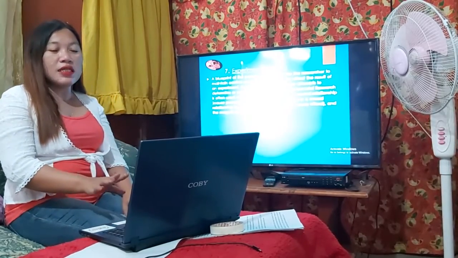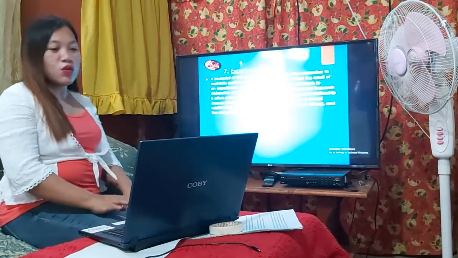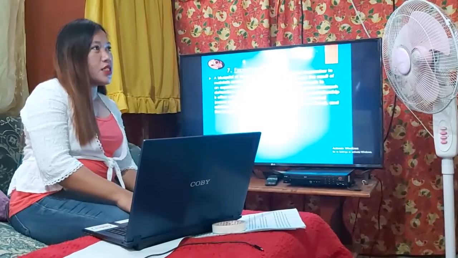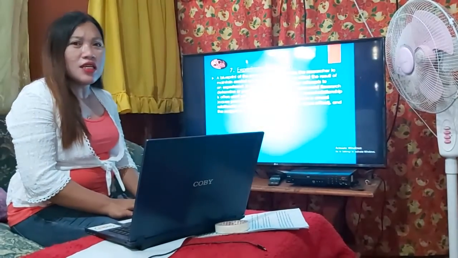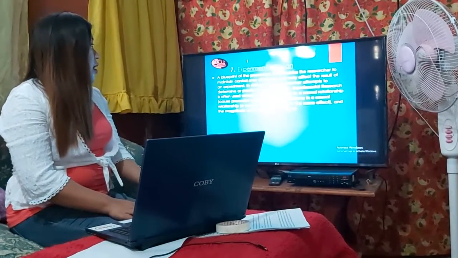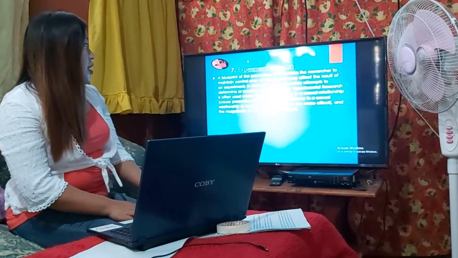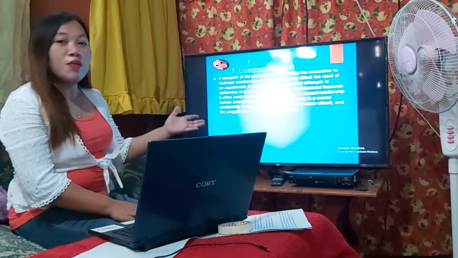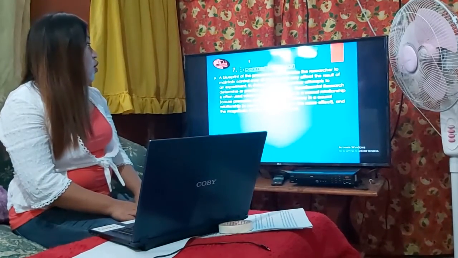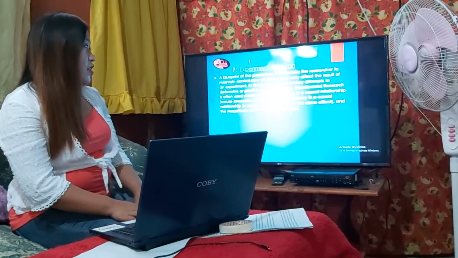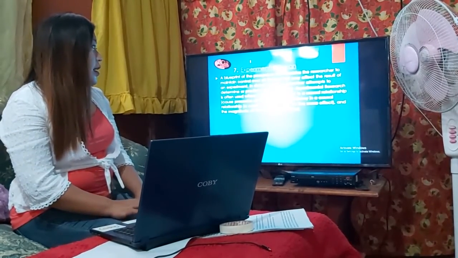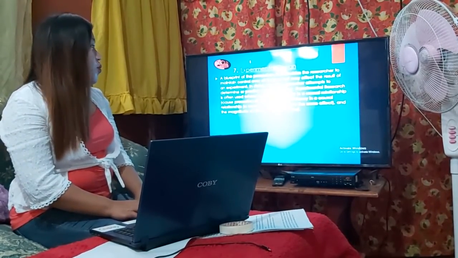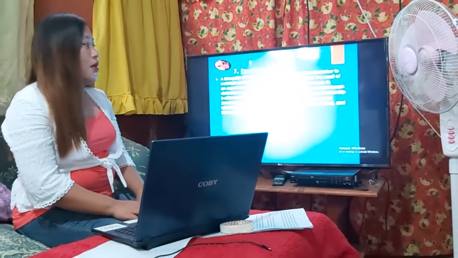Among the 13 types, I am going to discuss three. First is the experimental design. Now, what is experimental design? A blueprint of the procedure that enables the researcher to maintain control over all factors that may affect the result of the experiment. In doing this, the researcher attempts to determine or predict what may occur.